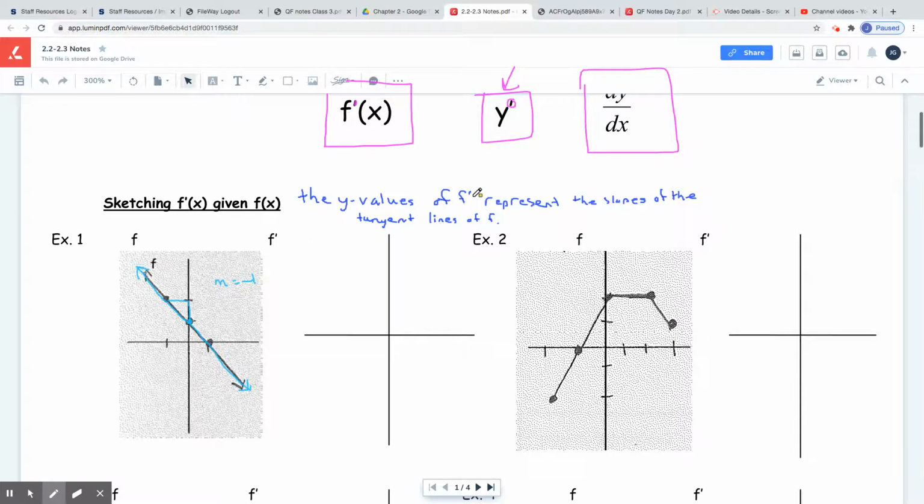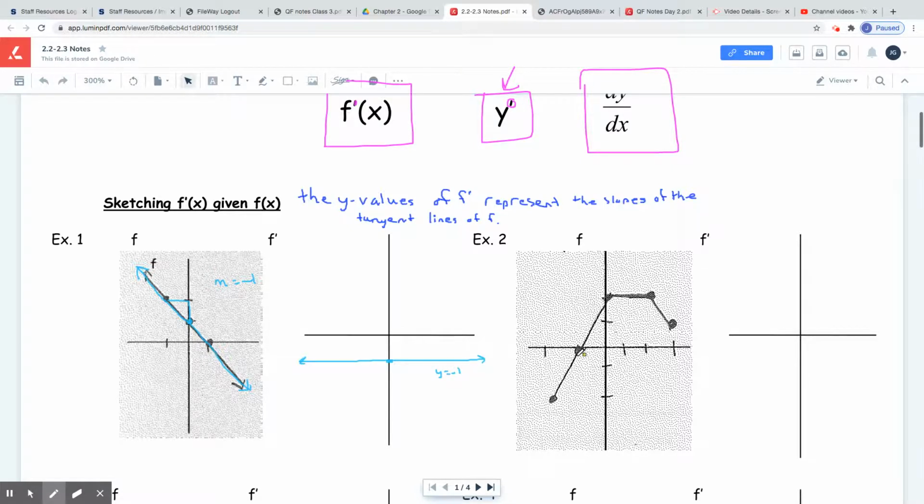So the y values of the derivative represent the slopes of the tangent lines of f. There's only one tangent line, only one slope, it's -1. How do I write all y's with -1? You draw a horizontal line going through -1. This is y equals -1. It has just one horizontal line because there's only one tangent line. If there were multiple tangent lines, we'd have multiple horizontal lines. So whenever we have a straight overall function, our derivative graph is going to be a horizontal line.